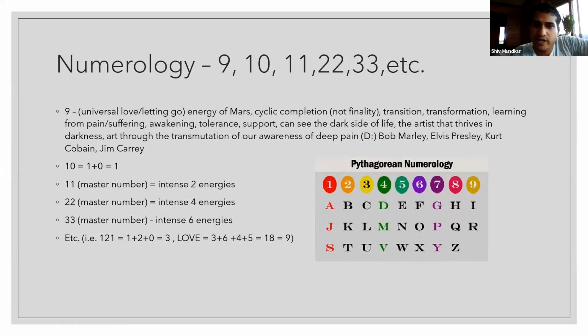Right? But it's a 3 also. So it's like the number 1 and the number 2 and the number 0 and 3. And that's why 120 is a powerful number. This is wrong, it's not 121. Sorry. You can also use numerology with words.